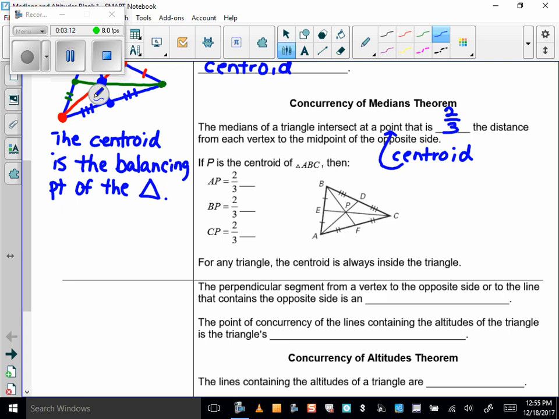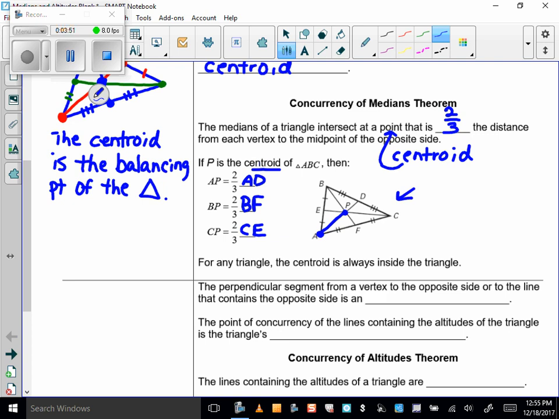Okay, so let's look at this triangle here. So AP, here's AP. So that's the distance. So P in this triangle, P is the centroid. So the distance from the vertex to P is 2/3 the length of that entire median. So that median is AD. All right, that's all that theorem is telling us. So BP, the length from the vertex to the centroid, is 2/3 the length of the median. So CP is 2/3 the length of CE.